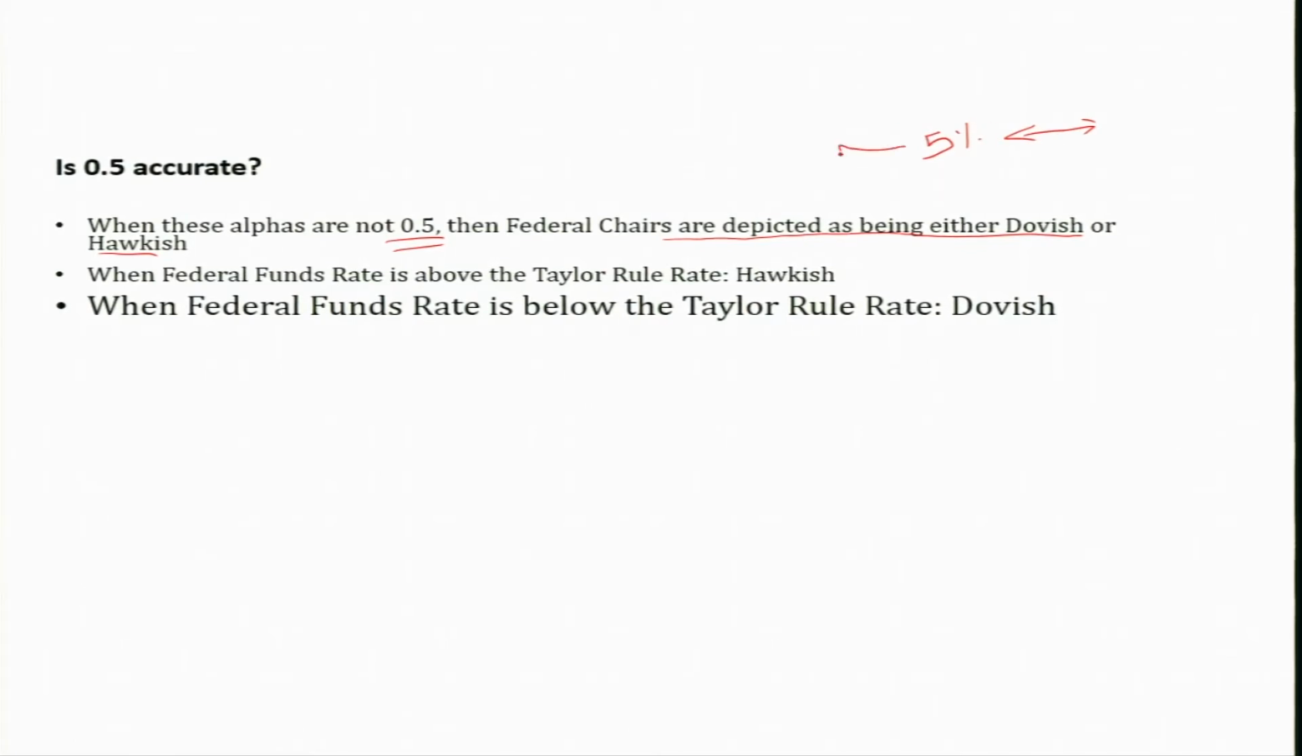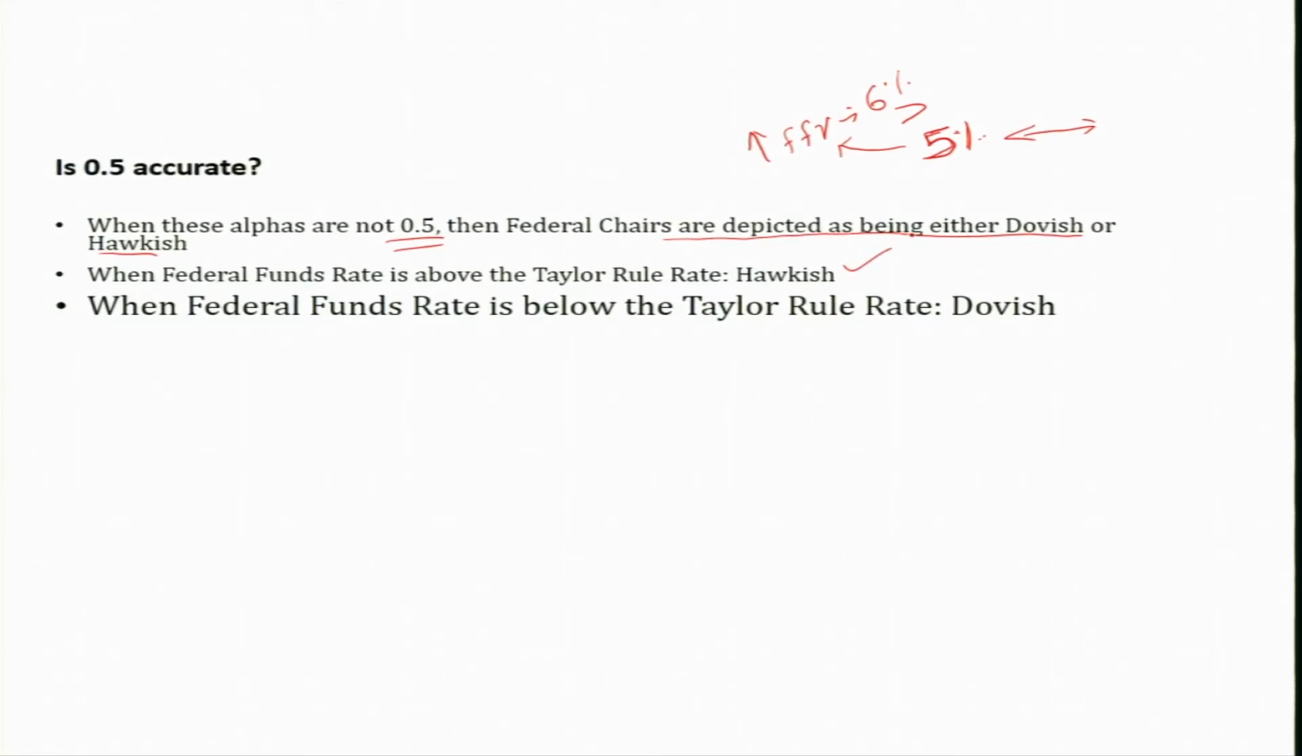But if the actual Fed funds rate, this is as per the formula we are getting 5%. But the actual Fed funds rate, the target rate fixed by the Fed, is for example 6%, then we know that the Fed funds rate is above the Taylor rule rate. Then in this scenario, that means they are increasing the interest rate in the economy, the Fed funds rate, that means this is a contractionary monetary policy, and in this case we can call that the Fed chair is being more hawkish.